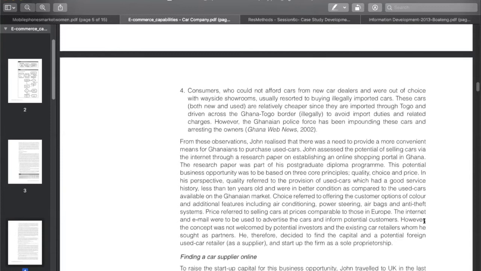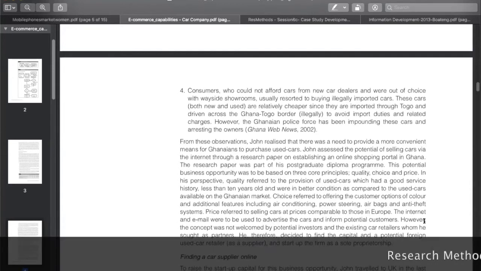Choice referred to offering customers options of color and additional features, including air conditioning, power steering, airbags, and anti-theft systems. Price referred to selling cars at prices comparable to those in Europe. The internet and email were to be used to advertise the cars and inform potential customers. However, the concept was not welcomed by potential investors and the existing car retailers whom he sought as partners. He therefore decided to find capital and a potential foreign used car retailer or supplier, and start up the firm as a sole proprietorship.